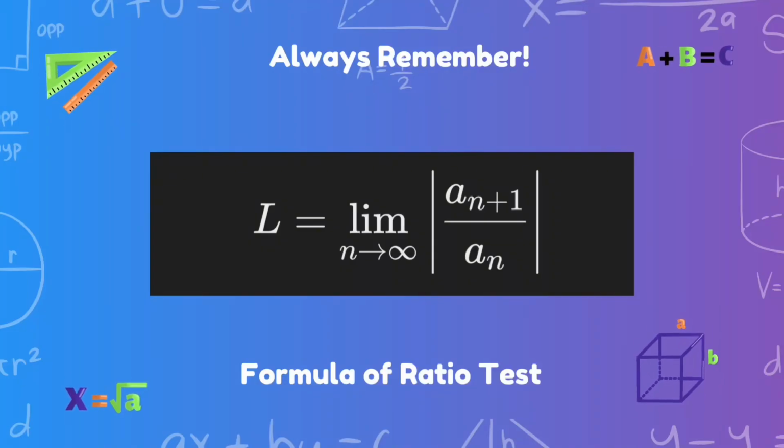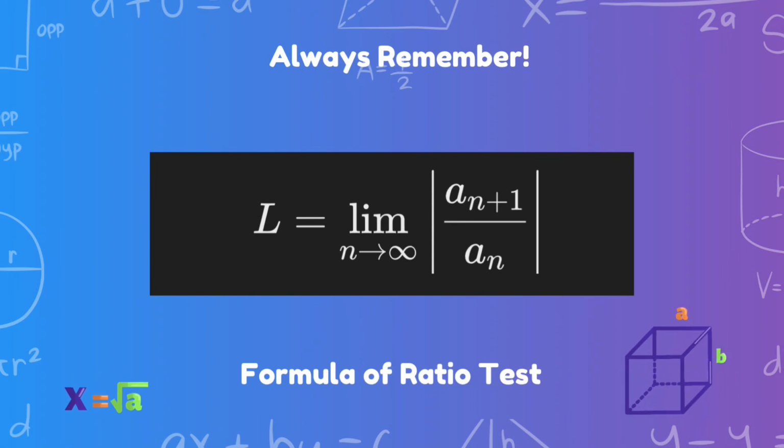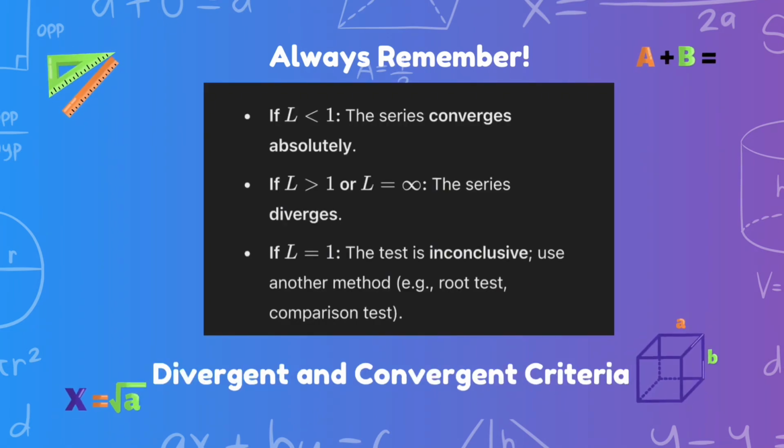Always remember the formula of the ratio test. Next is the convergence and divergence criteria. If the limit is less than 1, the series converges absolutely. If the limit is greater than 1, or the limit is infinite, the series diverges. If the limit is equal to 1, the test is inconclusive. You may use another method.